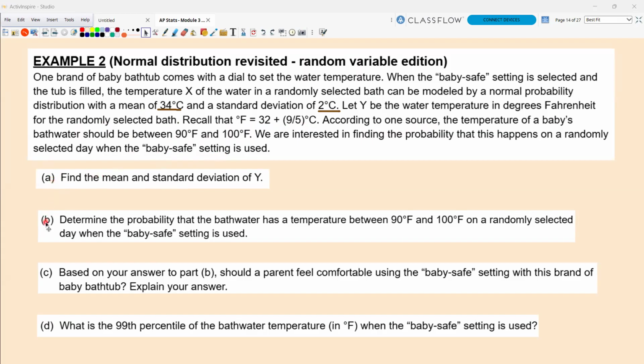Then for part B, we're going to determine the probability that the bath water has a temperature between 90 degrees and 100 degrees Fahrenheit on a randomly selected day when the baby safe setting is used. Part C, based on this answer, should a parent feel comfortable using the baby safe setting with this brand of baby bathtub? And part D, what is the 99th percentile of the bath water temperature in the baby safe setting used? Now, you might want to screenshot this or write these down if you don't have the booklet with you so you see all the parts. We're going to go one part at a time.